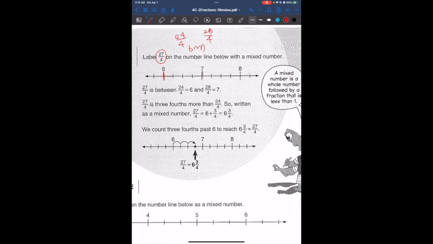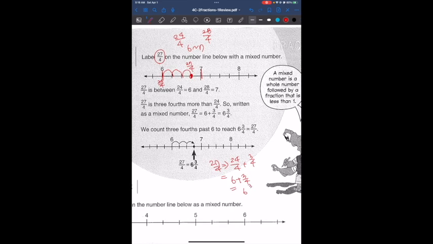And in between 6 and 7, we have 4 spaces, and each is worth 1/4. And so 6 is 24 over 4. So we need to go 3/4 more, so we're going to go 3 more steps. And this is where 27 over 4 is going to be at. And 27 over 4, we can consider this as 24 over 4 plus 3 over 4. So that's going to be 6 plus 3 over 4. So we write it as 6 and 3/4.